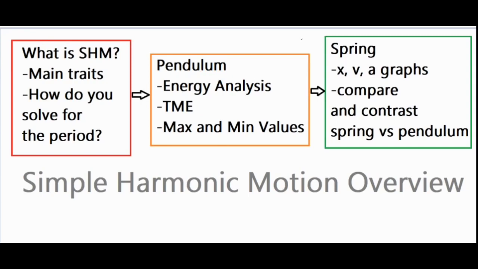simple harmonic motion. And finally, we're going to be taking a look at a spring oscillating back and forth, and we will be looking at some more graphs with our position versus time, velocity versus time, and acceleration versus time, and you'll be able to compare and contrast the spring versus the pendulum with these two different scenarios. So let's go ahead and take a look at simple harmonic motion and check out some of these main traits.